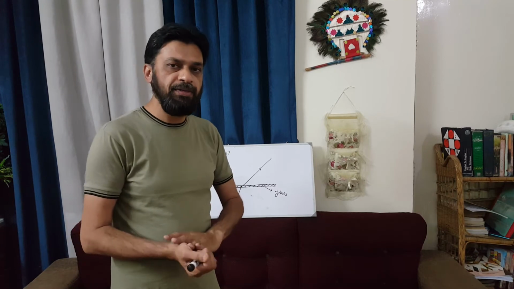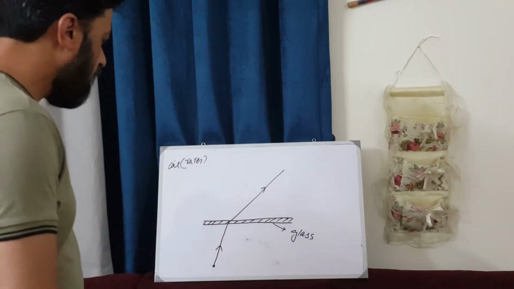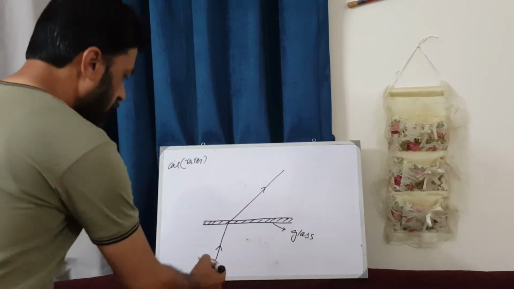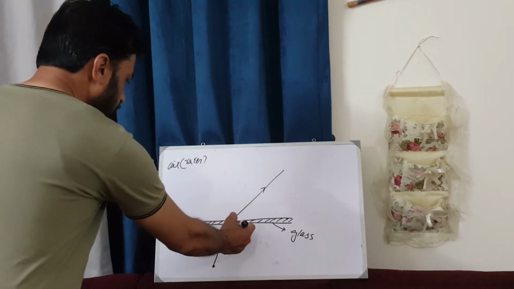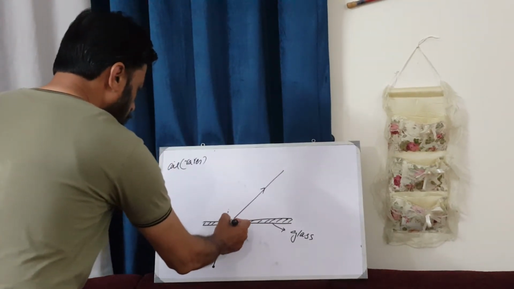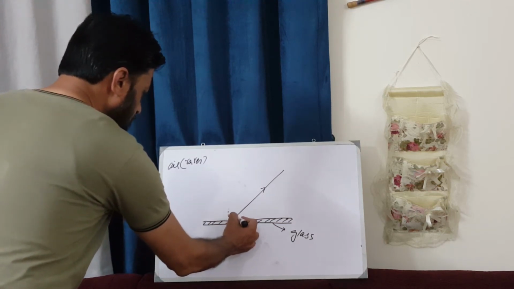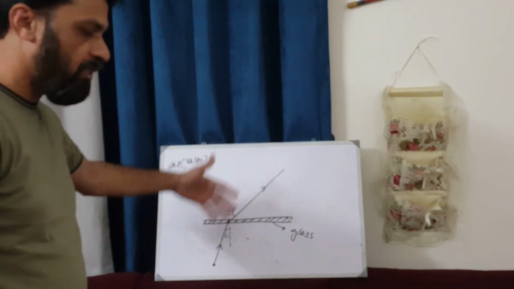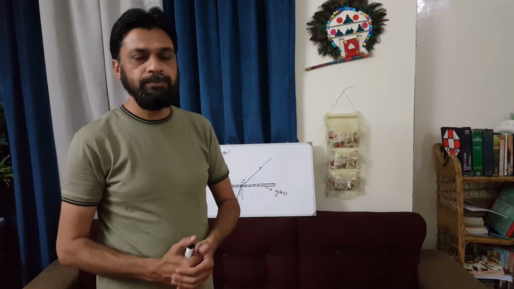Students, again I am repeating. This is a glass surface. This is air. And it is a source of light. It is an incident ray. When it falls on the denser medium, it bends away from the normal. This is normal. This is angle of incidence and it is angle of refraction. And when light enters from denser to rarer, it always bends away from the normal.